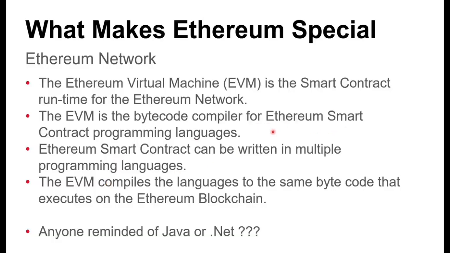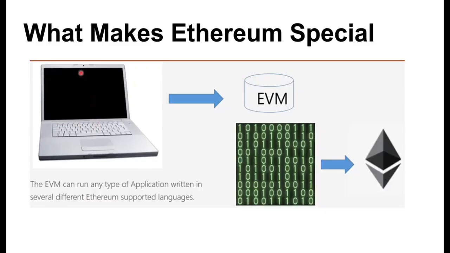So what happens is you write your smart contract in one of the supported smart contract programming languages, and the Ethereum virtual machine compiles it into a bytecode. And then that bytecode is run on the Ethereum blockchain. So if it sounds like Java or .NET, it's the exact same idea. So developers write their contracts in Solidity, JavaScript, Viper. They are then compiled into a bytecode and then run on Ethereum.